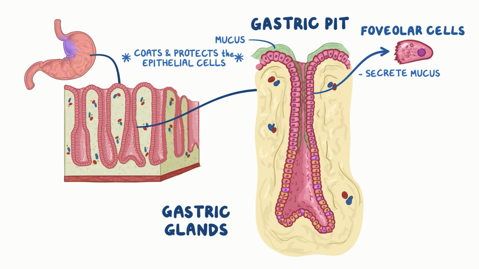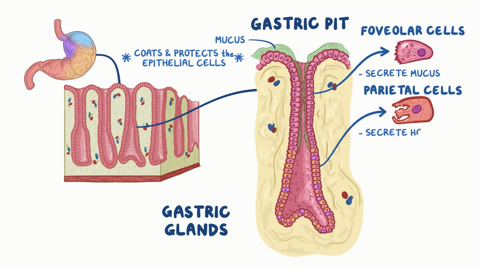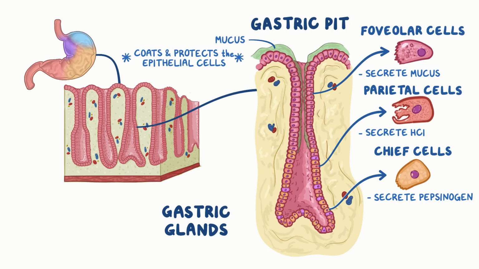Within the glands, particularly in the body and fundus of the stomach, are parietal cells, which secrete hydrochloric acid to help maintain the acidic pH in the stomach. There are also chief cells that secrete pepsinogen to digest proteins. And then there are G cells, which secrete gastrin, which has a number of effects, including stimulation of parietal cells.